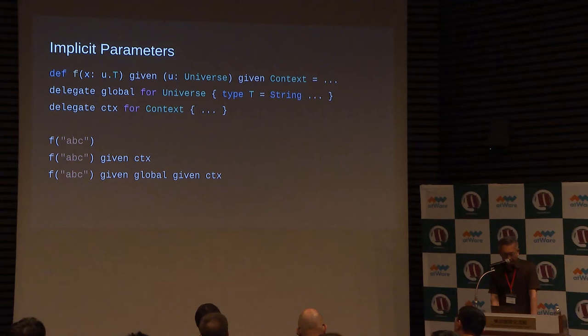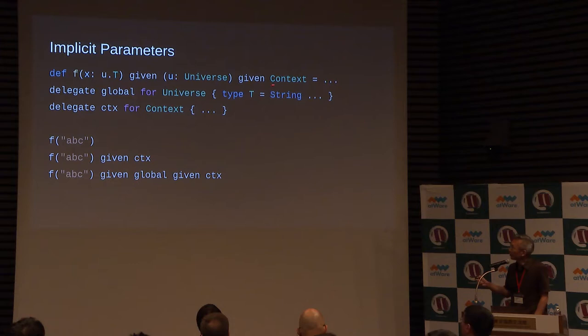Implicit parameters. So these are the given. The given is the implicit parameter, right? You can have named ones or the unnamed ones. So let's say we have delegate global for universe, and that's some object universe. And context, right? If you do F A B C, then you'll try to find the universe and context that fits that's in the scope. And if it can find both of these in scope, then this will compile.